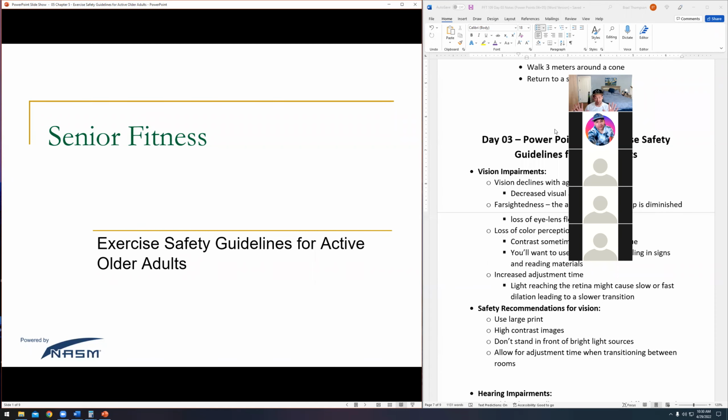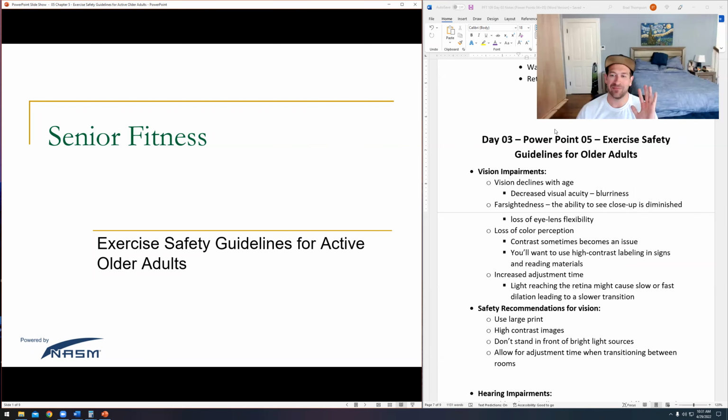I know we're kind of at our normal time. I got one more chapter to get through here. The exercise safety guidelines approach. It's very short. It's literally 9 slides. One of them's a summary. One of them is an intro slide. So this chapter is just some things to remember before you actually start working out.